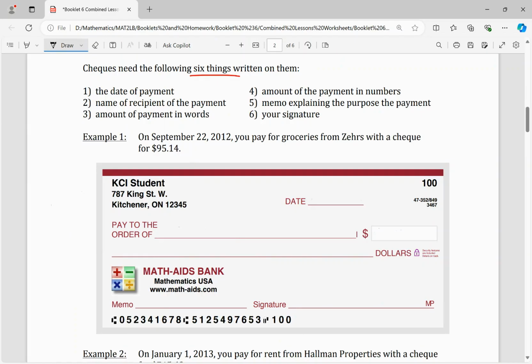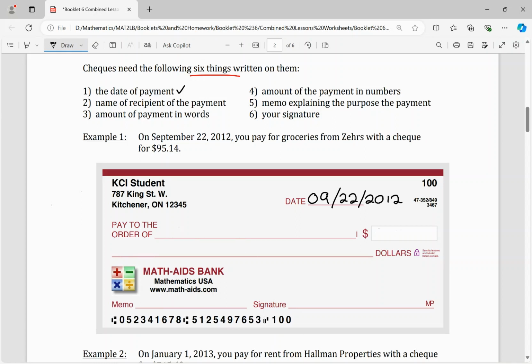So the date is September 22nd. What is September? The ninth month of the year. So that's 09/22/2012.